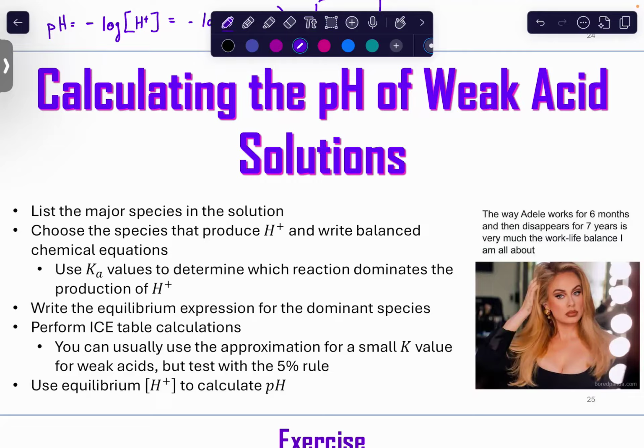Write equilibrium expressions for the dominant species and perform ICE table calculations. Use your equilibrium concentration of protons to find your pH.